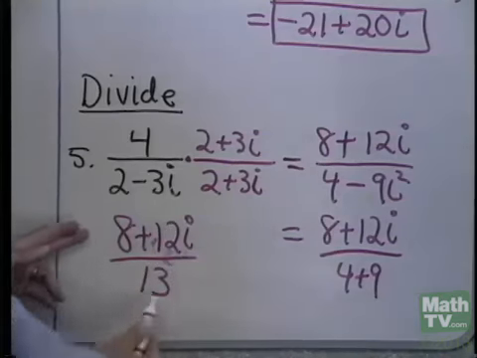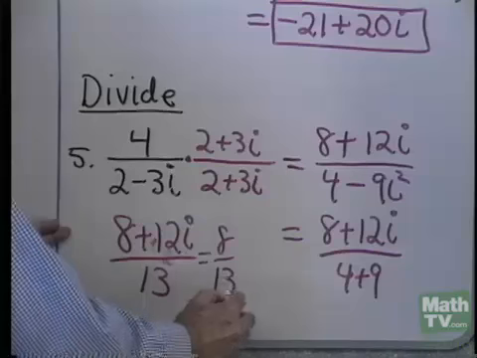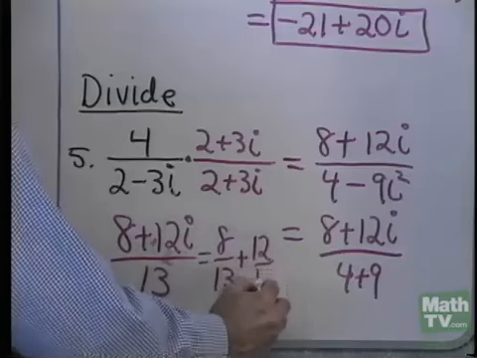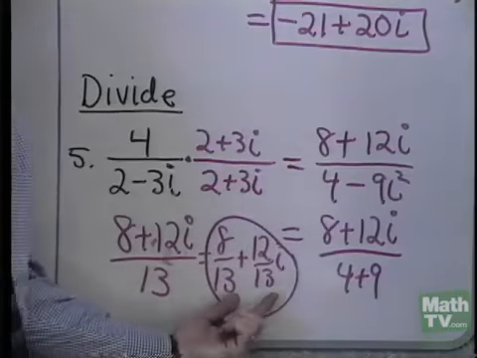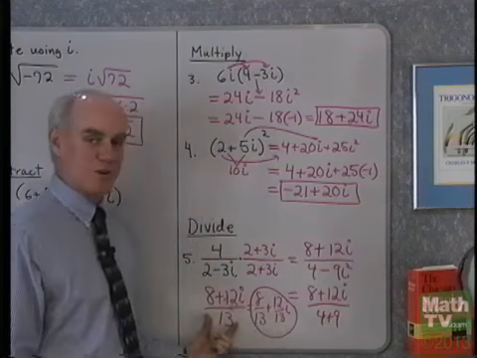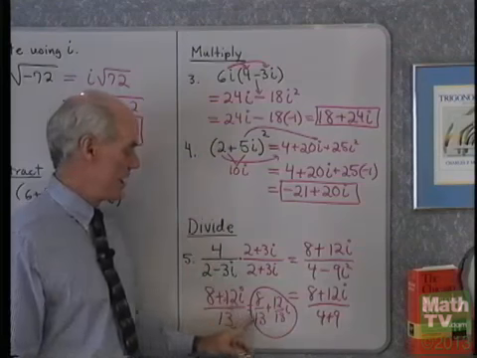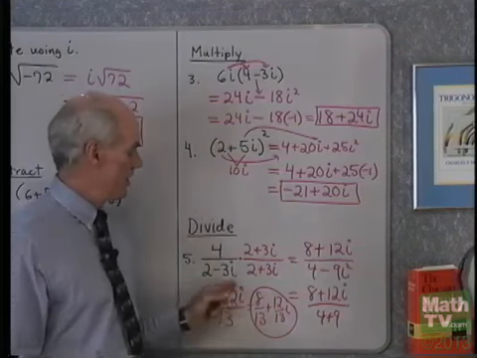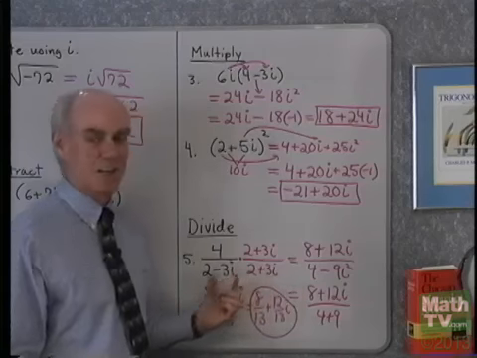Now, if I want to write this as a complex number in standard form, it would be 8/13 plus 12/13 i. Writing it as a complex number in standard form, this is also the correct answer right here. I've divided 4 by 2 minus 3i, and I end up with this complex number. The key to division is really in multiplying the numerator and denominator by the conjugate of the denominator.